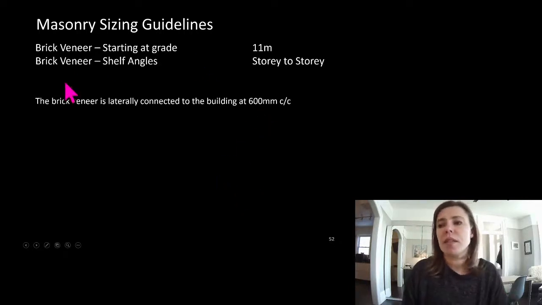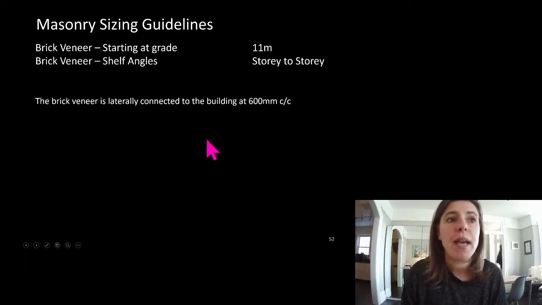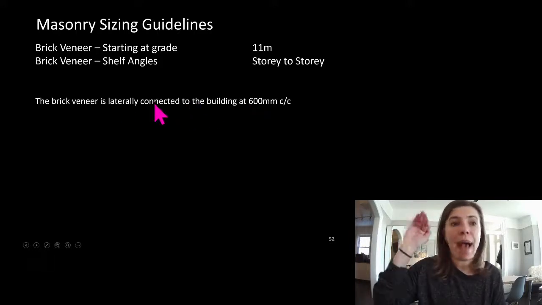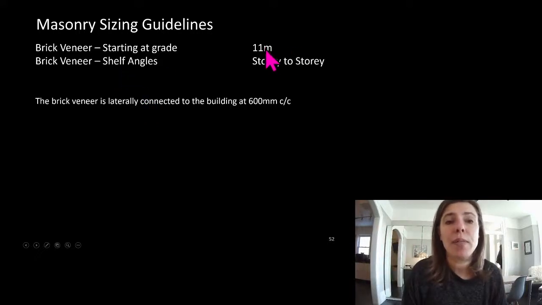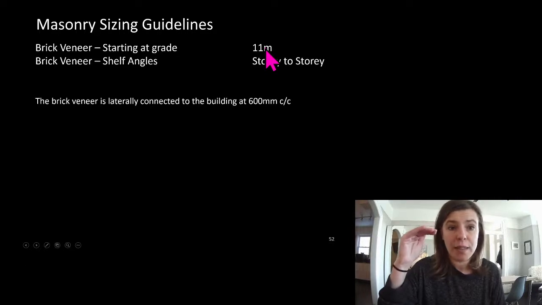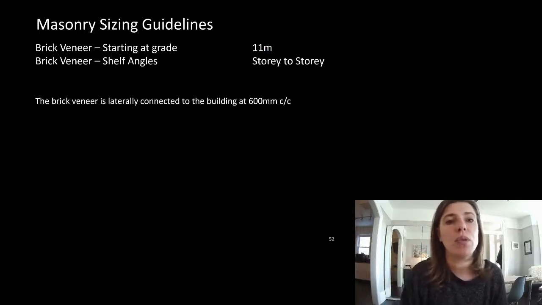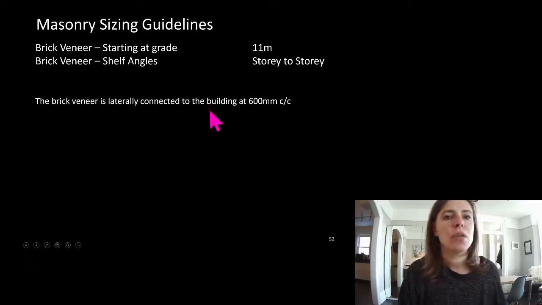Veneer here, I'm not even going to do any sizing guidelines, I just wanted to give you some tips because this tends to be a thing that gets drawn wrong. You can go up to 11 meters if you start at grade, but often we have shelf angles at each story. The brick veneer is laterally connected back to the building every 600 millimeters. So laterally, it gets tied back all over the place. Gravity loads, it can go up to 11 meters for the very first run. But if you have more than that, you want to do story to story. So we often do story to story.